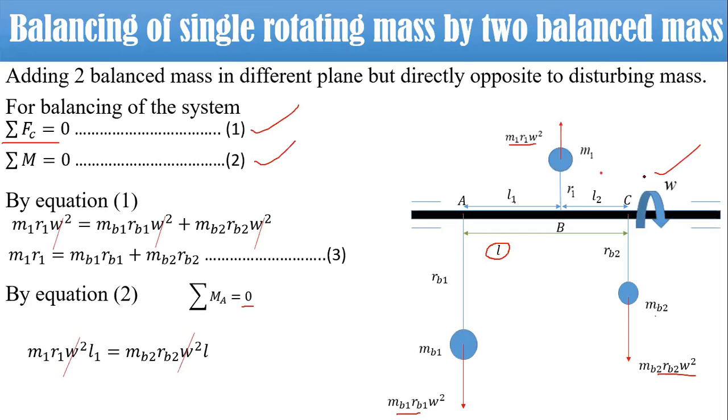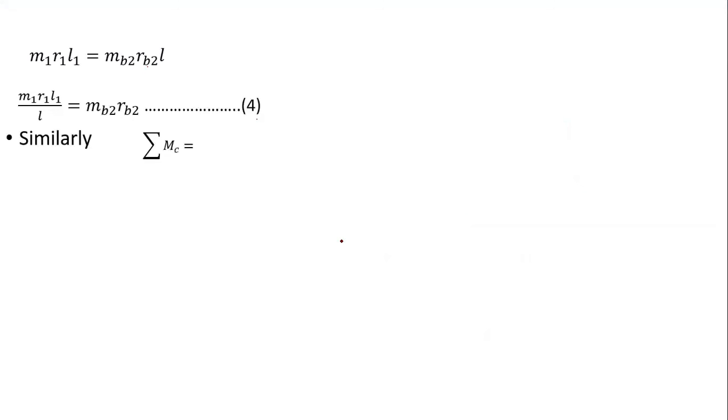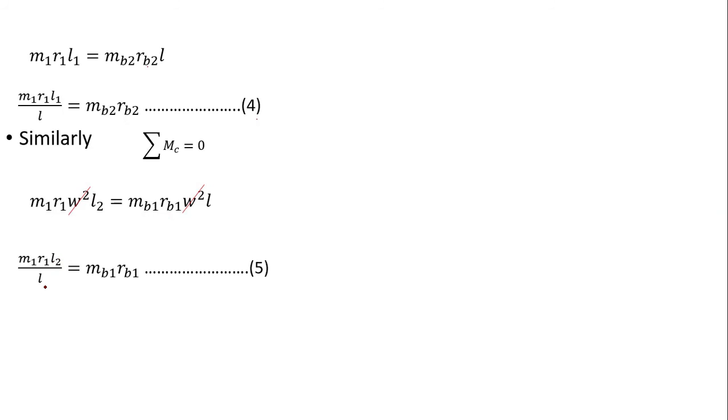Now taking the moment with respect to C and putting it equal to 0. There will be two moments: the first is m1 r1 omega square into L2, and the second is mb1 rb1 omega square into L, and both are in opposite directions. So the moment of this force is equal to the moment of this force, right? Similarly, the moment with respect to C is equal to 0. So m1 r1 omega square into L2 is equal to mb1 rb1 omega square into L. Omega square will be cancelled, and from here mb1 rb1 is equal to m1 r1 L2 divided by L.